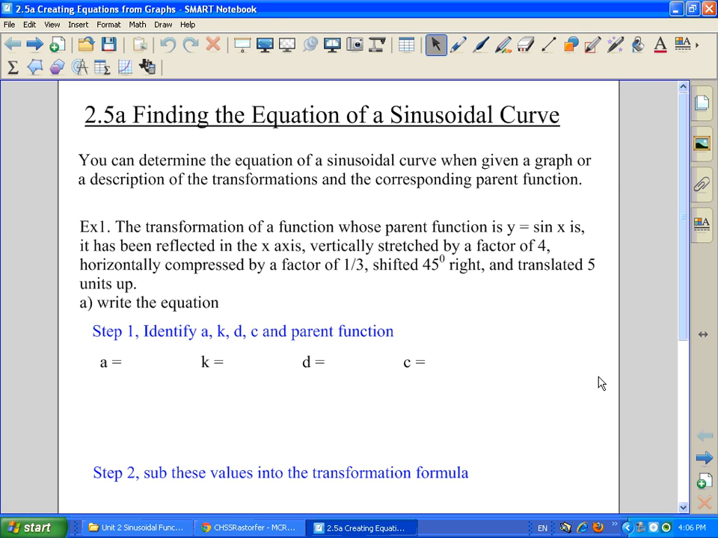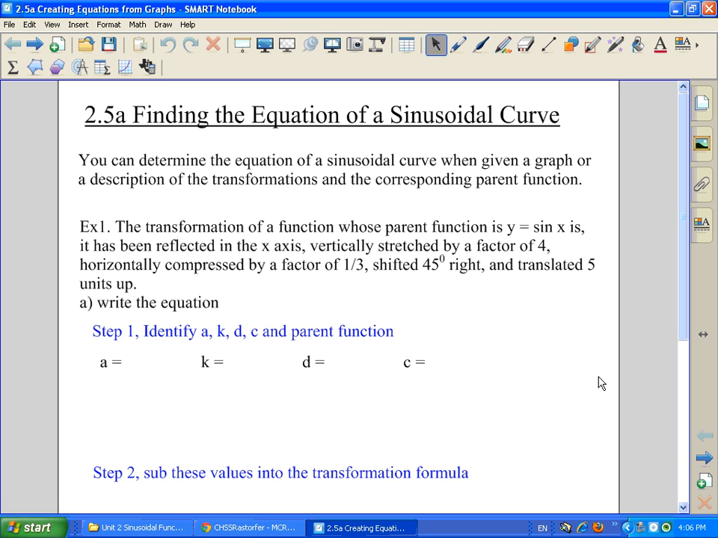Basically, you can determine the equation of the sinusoidal curve when given a graph or a description of the transformations of the corresponding parent function. All we need to do is to be able to identify our A, K, D, and C information and then substitute it into the transformation formula. All right, let's get started.